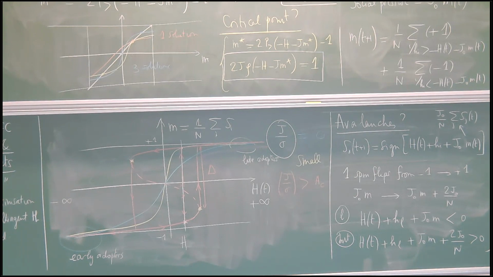And so what we need to compute is the probability for this to happen, that is, the probability for one spin flipping to generate a second spin to flip.